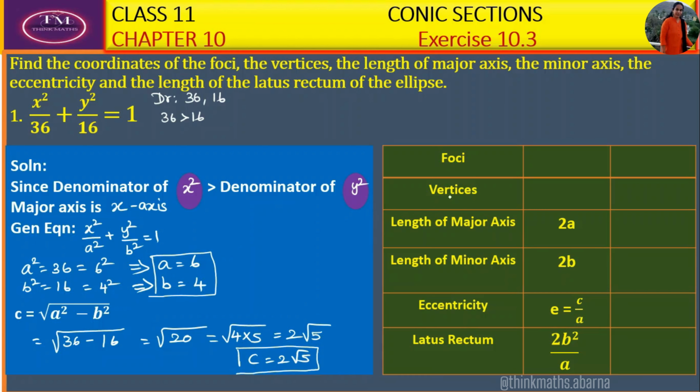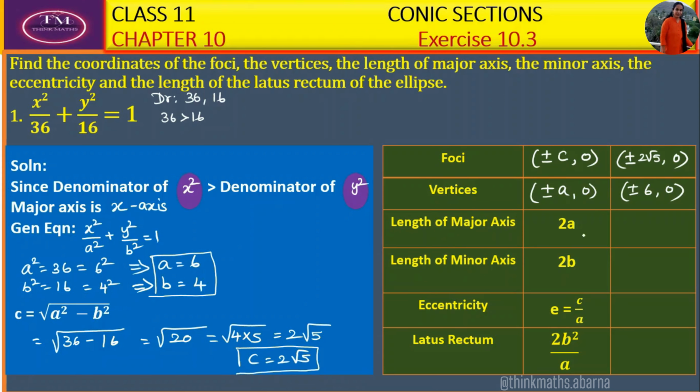If you get the a, b and c values, then you can find all these things. Foci: if the major axis is the x-axis, the foci are plus or minus c comma 0. The coordinate will be in x, and the y coordinate will be 0. So plus or minus c is plus or minus 2 root 5 comma 0. In the same way, the vertices are plus or minus a comma 0, so plus or minus 6 comma 0.